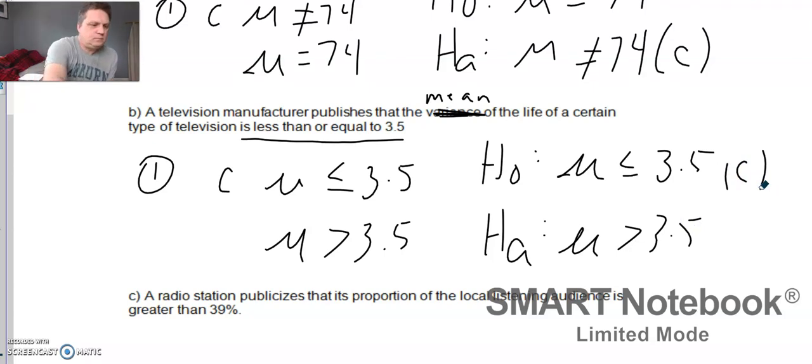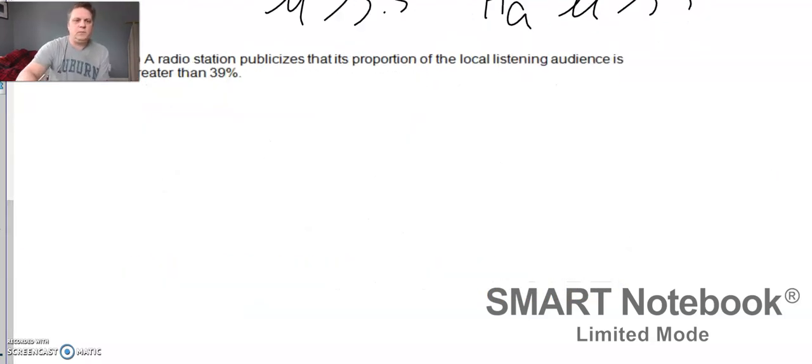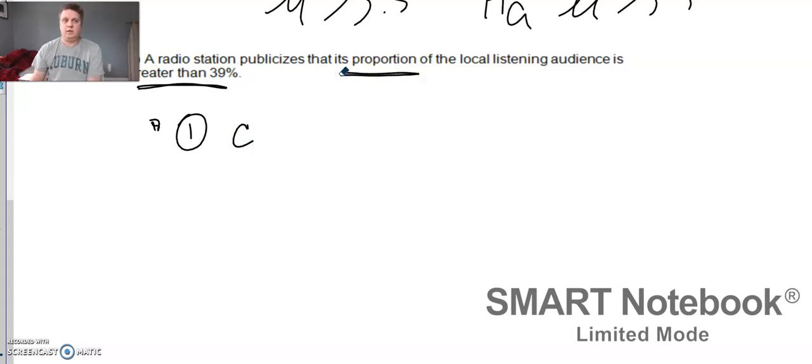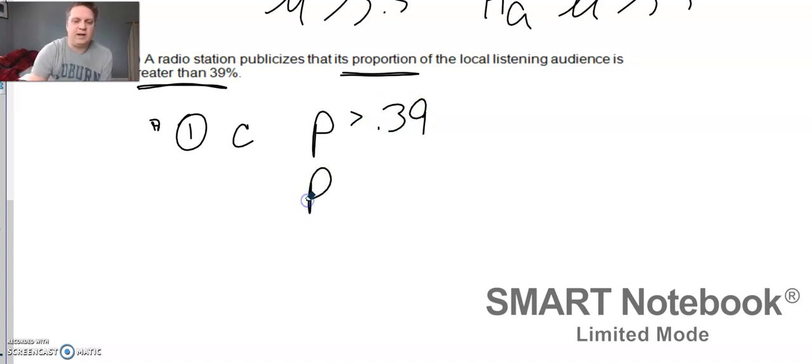And then the last one, a radio station publicizes that its proportion of local listening audience is greater than 39%. So the claim is greater than 39%. Step 1, the claim, and we're talking about proportion. That's the population parameter, so this is a p instead of a mu. Similar to the last chapter, we dealt with mu's, and then we dealt with the p for the point estimate. So p is greater than 0.39. All other possible values are p is less than or equal to 0.39.